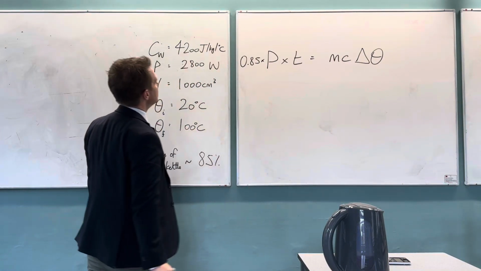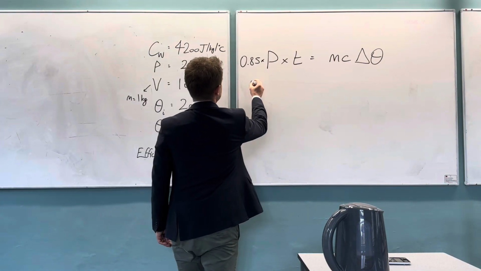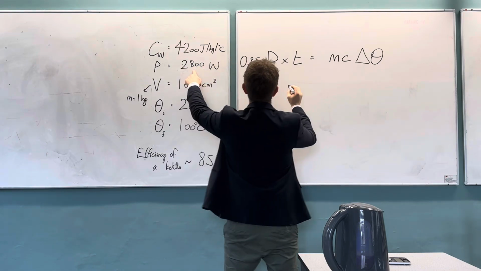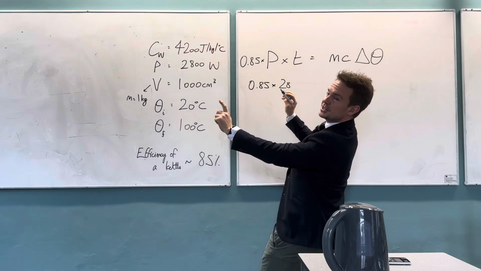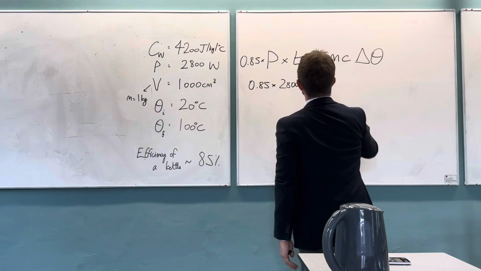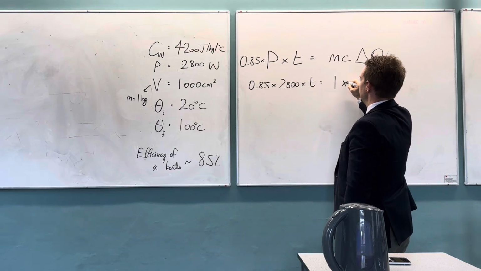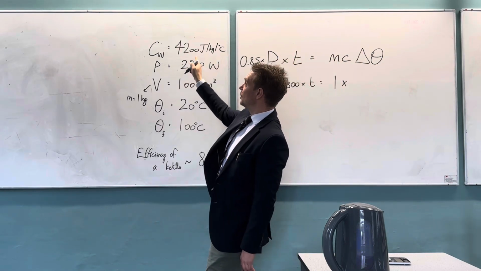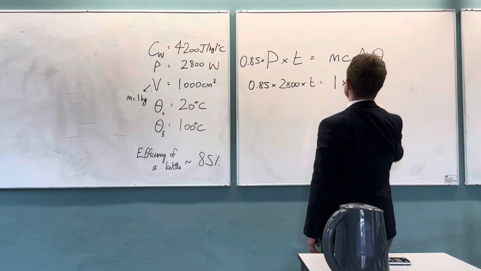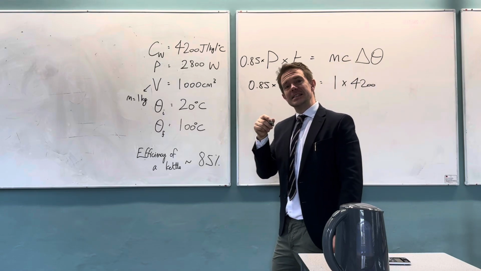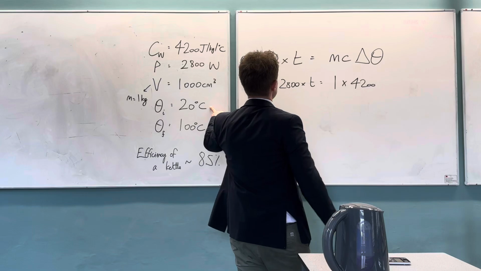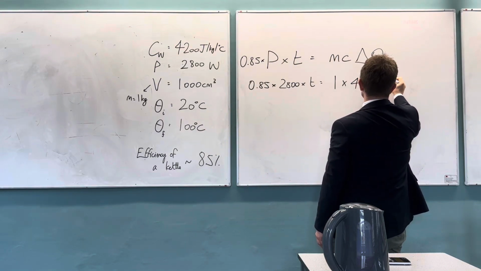Well, if I put my numbers in, I have 0.85 times the power of the kettle, which is the energy delivered per second, multiplied by the time taken, that's what we want to find. The mass of water is 1 kilogram. The specific heat capacity of the water is 4,200 joules per kilogram per degree C, and delta theta is the final temperature minus the initial temperature, which in this case is going to be about 80 degrees.